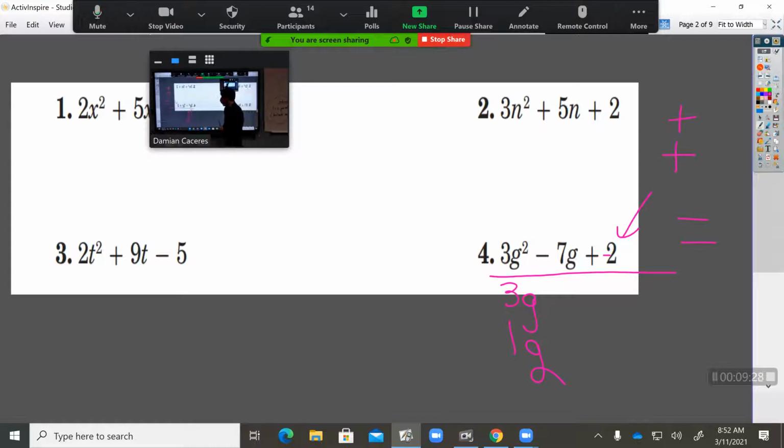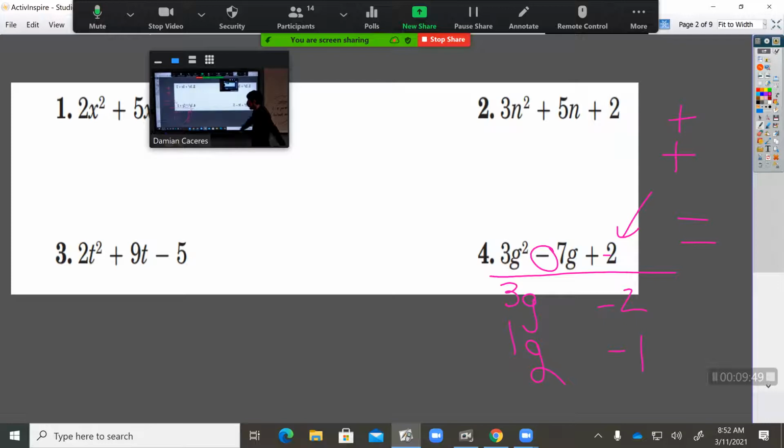Anybody? Is it going to be positive positive or negative negative? Negative negative. Why? Very good, because the number in the middle is a negative. Thank you. So now we know it's going to be negative 2 times negative 1.